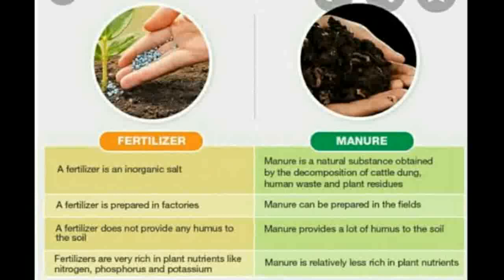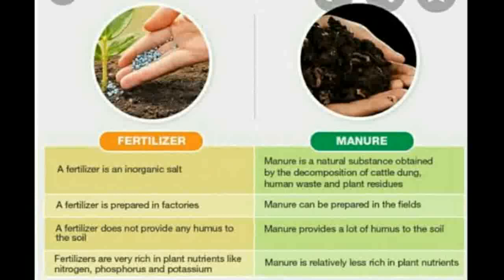A fertilizer is an inorganic salt, whereas manure is a natural substance obtained by the decomposition of cattle dung, human waste, and plant residues. Second, fertilizer is prepared in the factories, whereas manure can be prepared in the field.